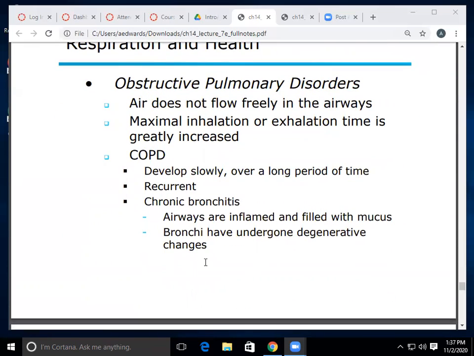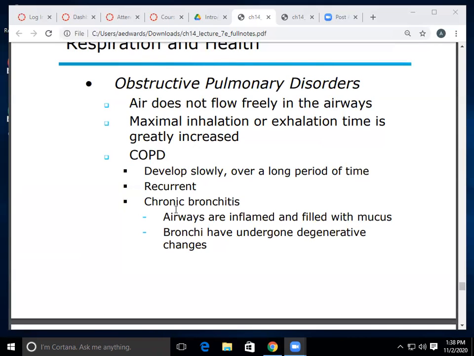All right, obstructive pulmonary disorders. Air doesn't flow freely in the airways. You get increased exhalation time and inhalation time, so you breathe more slowly. Chronic obstructive pulmonary disorder, or COPD, can develop slowly or it can develop quickly, but it typically develops over a long period of time. And it is recurrent, so you never really get rid of it. It can go away and come back.